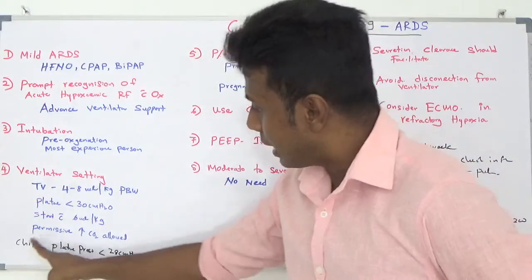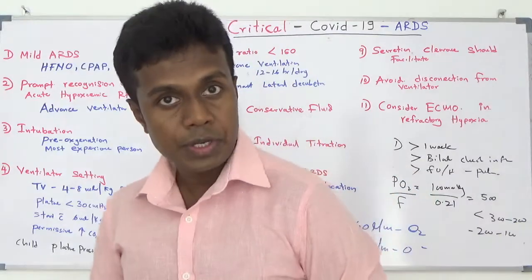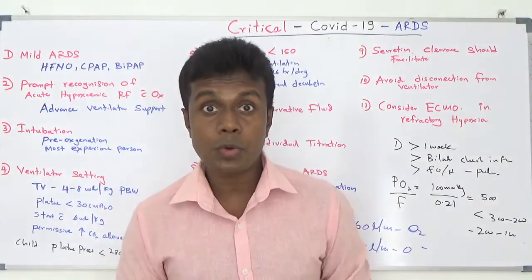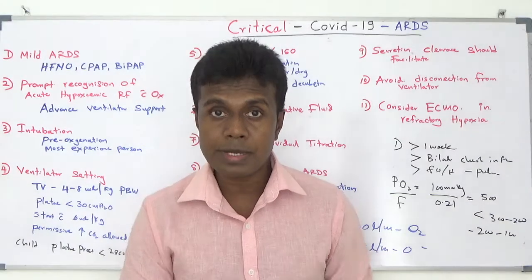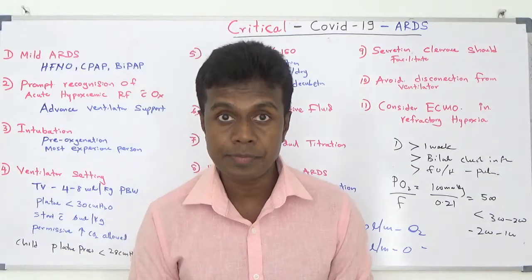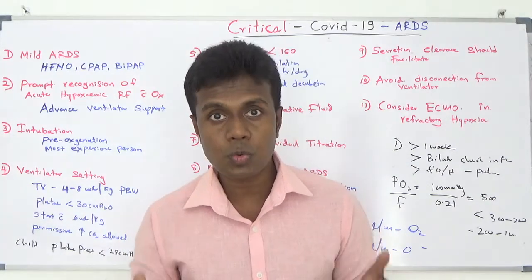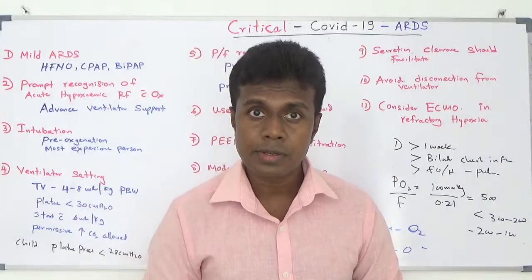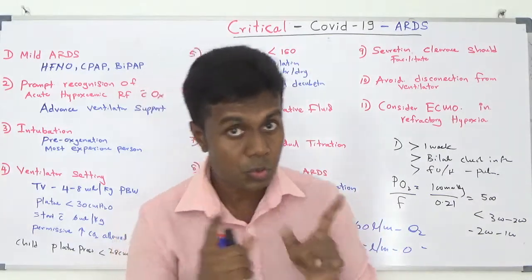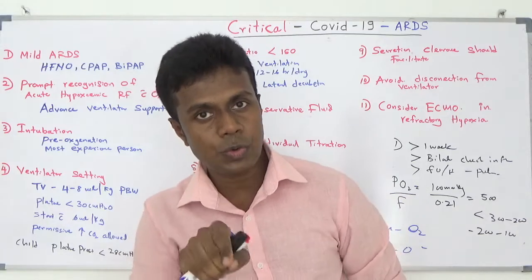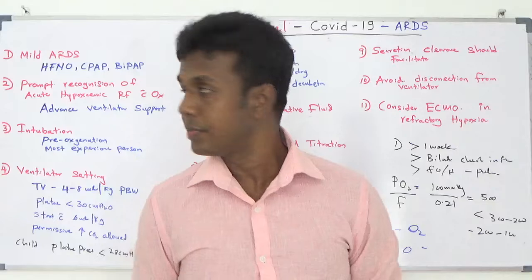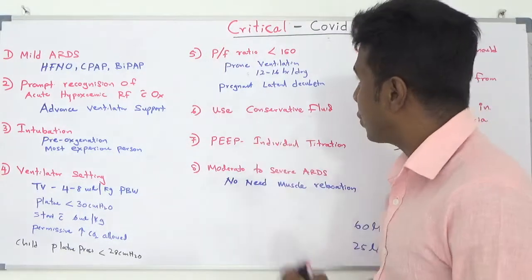If you have a child, the plateau pressure should be less than 28. Child lung compliance sometimes varies. If you have a lesser compliance lung, you may have to start tidal volume even at 3 ml per kg predicted body weight. If you have a good lung, you can give 5 to 8 ml per kg predicted body weight. If you have a bad lung, sometimes you have to go even to 3 ml per kg. Then we are going to move into the PF ratio.